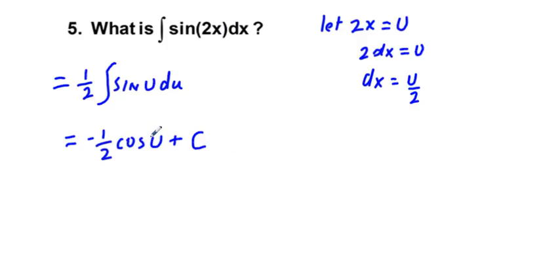And just working backwards, if we take the derivative of negative cosine u, we should get sine, which we do. So that's going to work out. And then finally, rewriting with the original argument, we have negative 1/2 cosine, and then we're going to replace that u with 2x, plus c. So that's problem number 5.